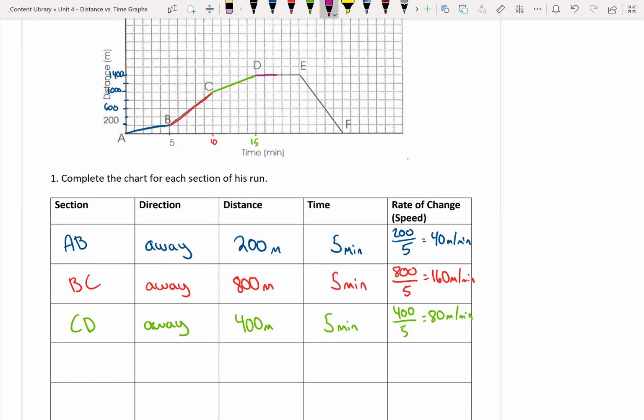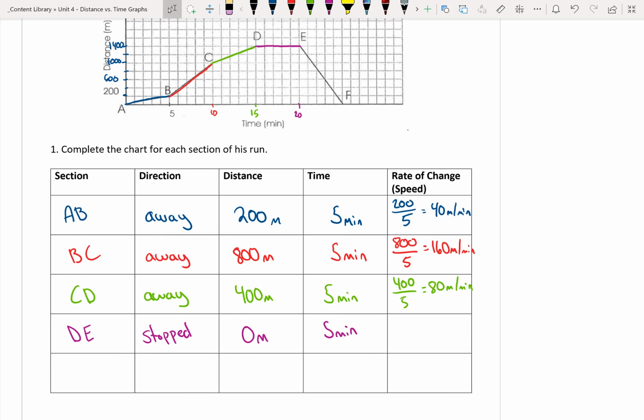For my next section, D to E, this one is an easy one. Because it's a flat horizontal line, the direction is stopped. The distance traveled, we start at 1,400, we end at 1,400. So that means we have traveled a distance of 0 meters. The time, we start at 15, we end at 20. So that is a time of 5 minutes for that section. Our rate of change, or speed, 0 meters divided by 5 minutes. But we know that if we're stopped, our speed has to be 0 meters per minute.